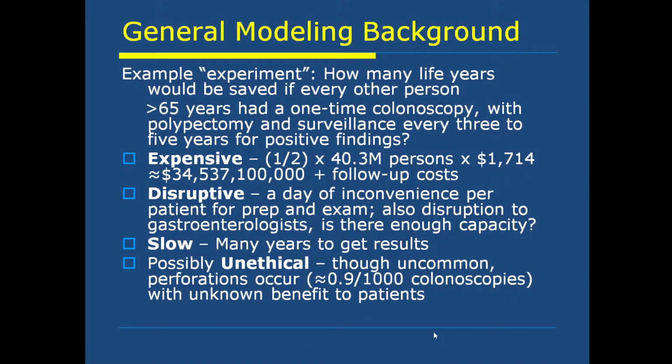For example, we have the next experiment. How many life years would be saved if every other person with age greater than 65 years had a one-time colonoscopy with polypectomy and surveillance every 3 to 5 years for positive findings? In the next point, you have the explanation why it is expensive.